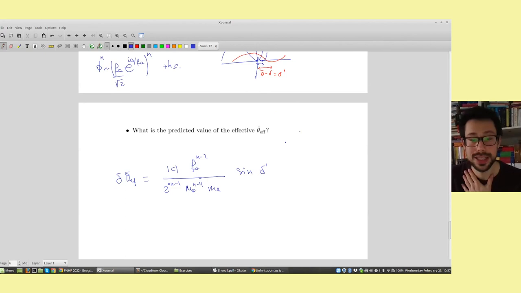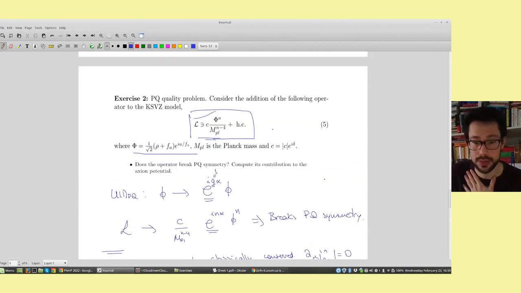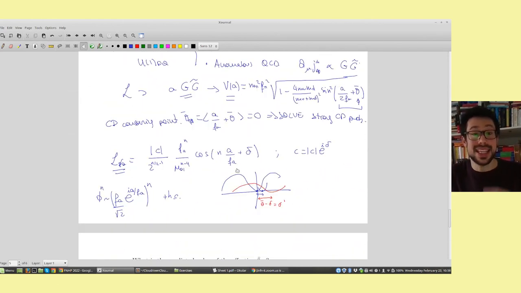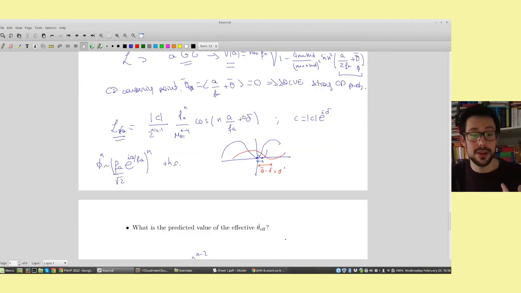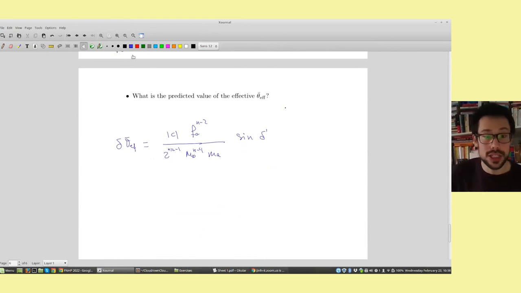So the conclusion that we're getting is that if we add this new operator to an axion model, the minimum of the potential is no longer at zero, and therefore we predict a finite value of the theta parameter. So now the question is, is this small enough? Because from the experiments on the electric dipole moment of the neutron, we know that the theta parameter has to be smaller than 10 to the minus 10.